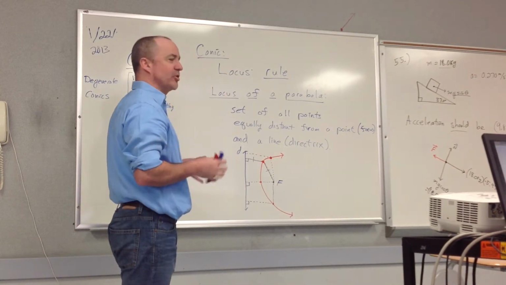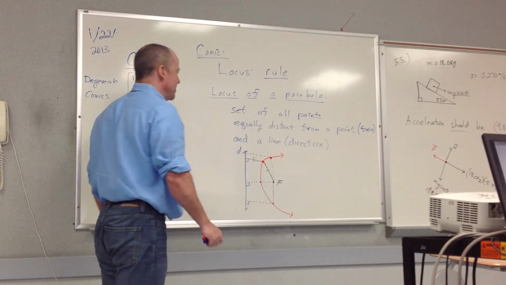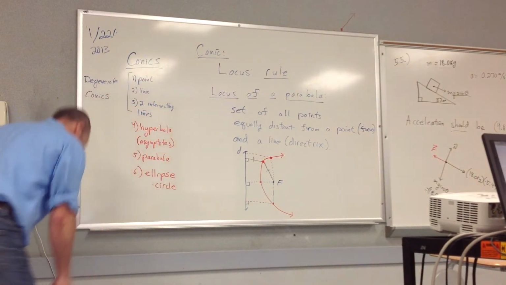That's the locus of your parabola. That's what it really means. Why do we care about this? What do parabolas tell us?